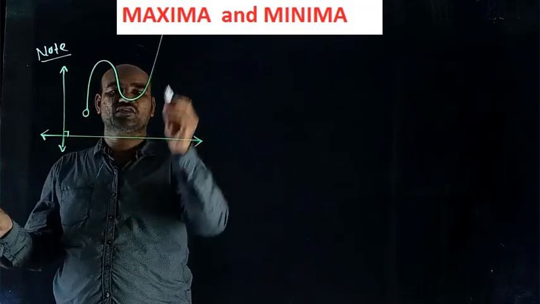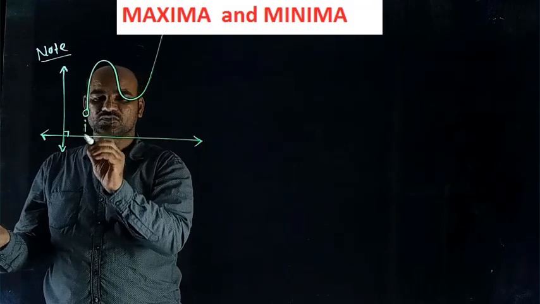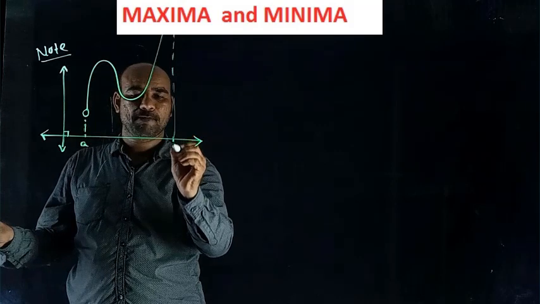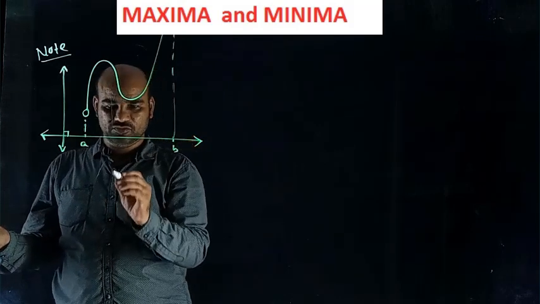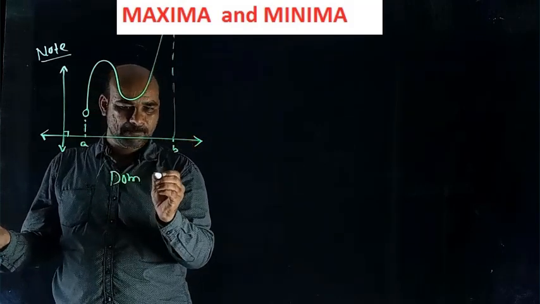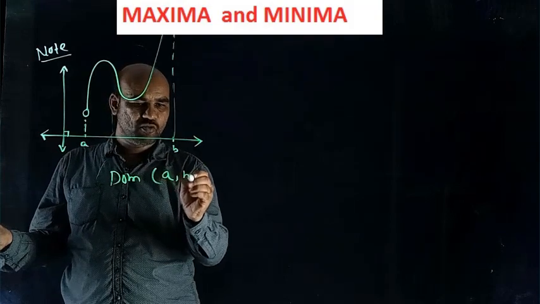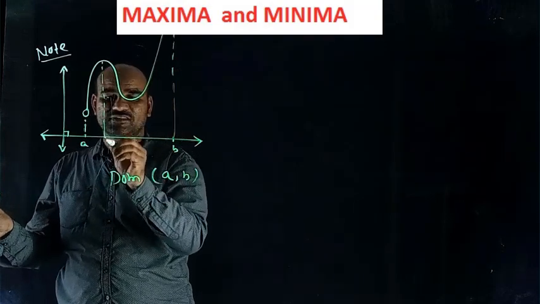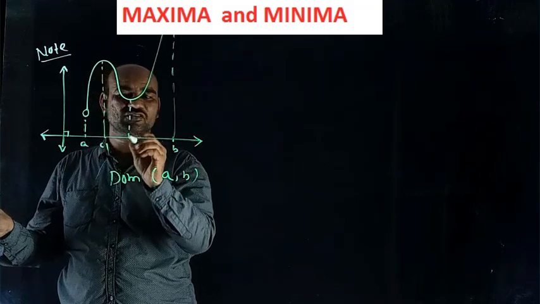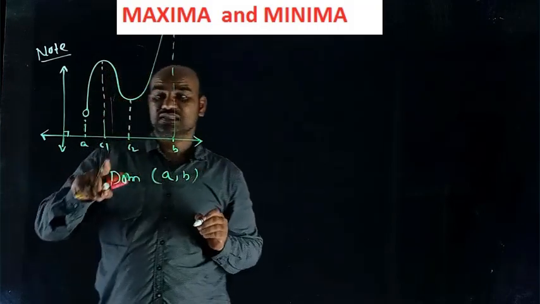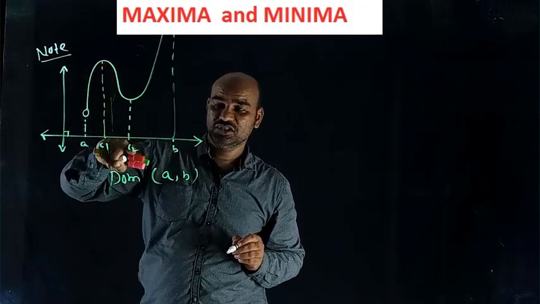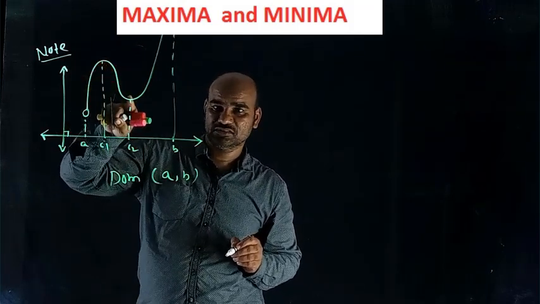So this is y equal to f of x, a function whose domain is the open interval a to b. For example, this is c1, x equal to c1, and this is c2. c1 is the point of maxima, c2 is the point of minima.